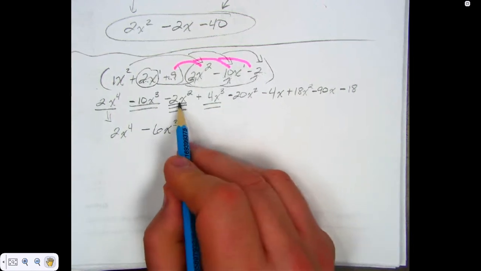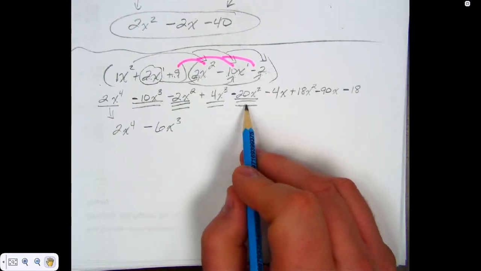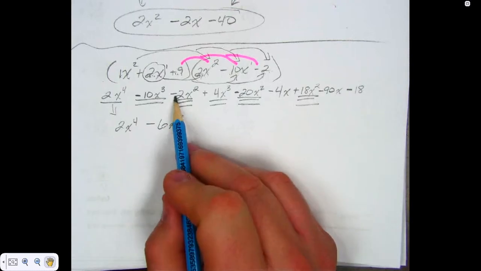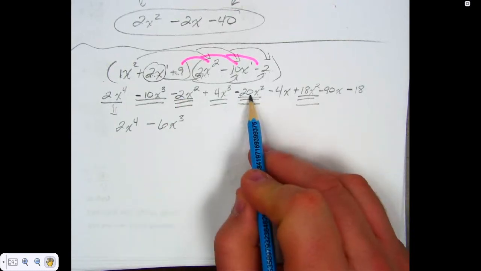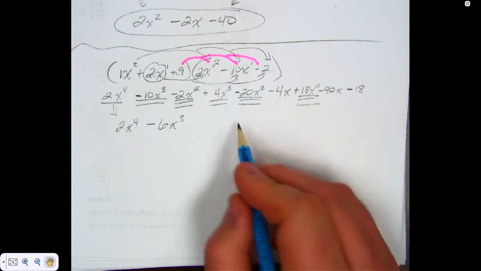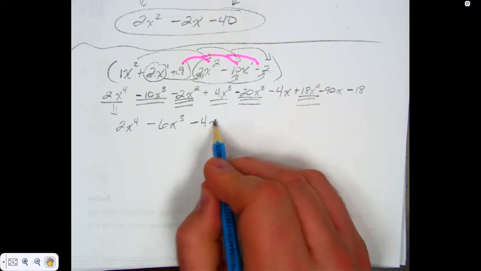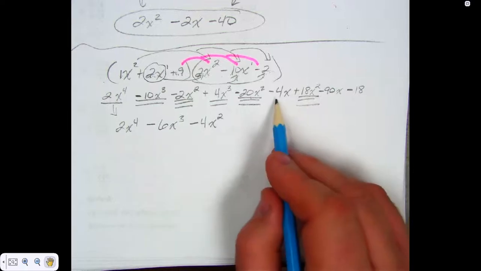X squared terms. Any others? Right there. Is that it? No. There's another one right here. So I have negative 2x squareds and negative 20x squareds. How many would I have now? Negative 22. And then I have a positive 18 of them. Be negative 4x, x what? Squared. Is there any other terms?